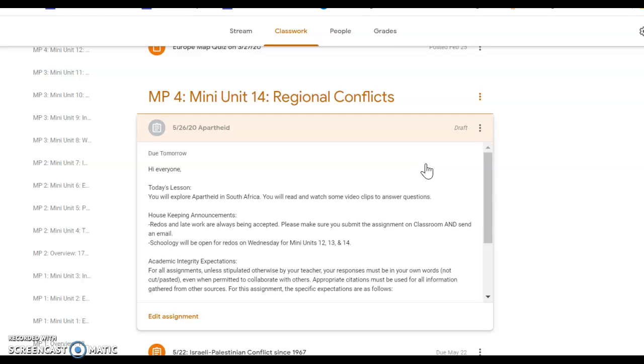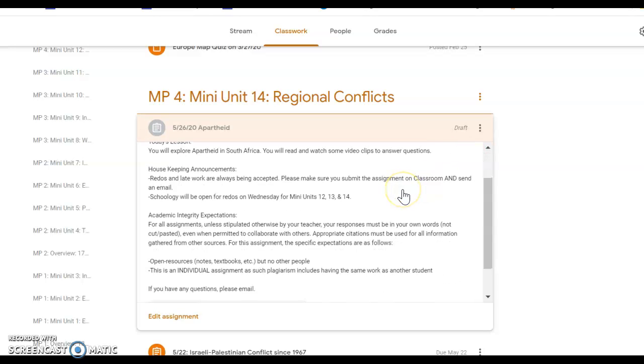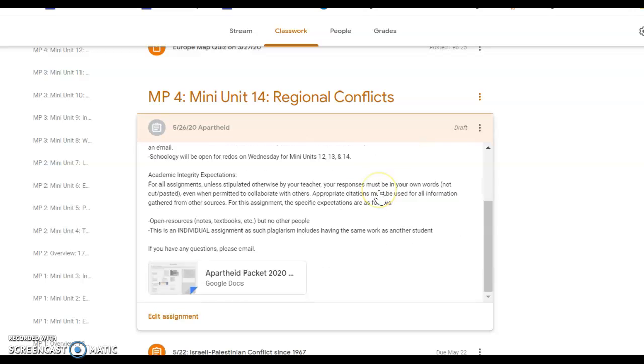But before, some housekeeping things: we'll be able to accept any redo work or late work. Just make sure you send an email. Also, Schoology will be open on Wednesdays for mini units 12, 13, and 14. And this is an individual assignment, so please make sure you submit your own work. If you have any questions, please email.